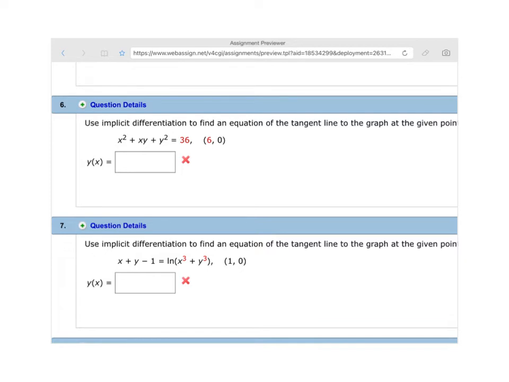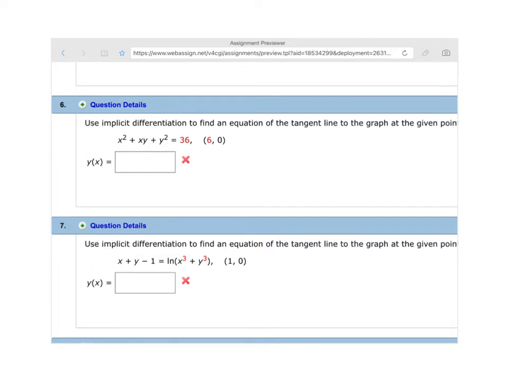So it's asking you to use implicit differentiation to find an equation of the tangent line. And it's basically saying take the derivative with respect to x. Okay. So x squared plus xy plus y squared equals 36 is just saying let's write the equation of the tangent line. So the first thing I need to do is take the derivative with respect to x.